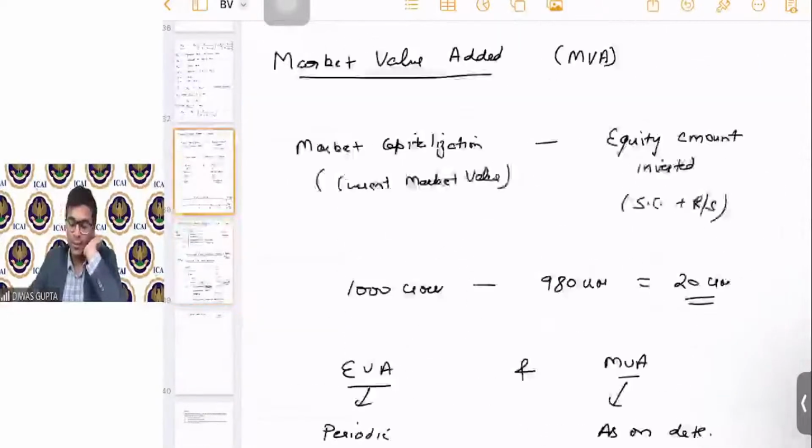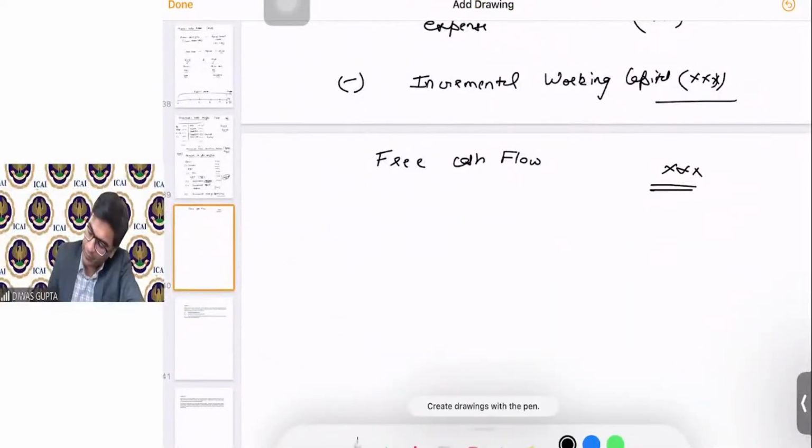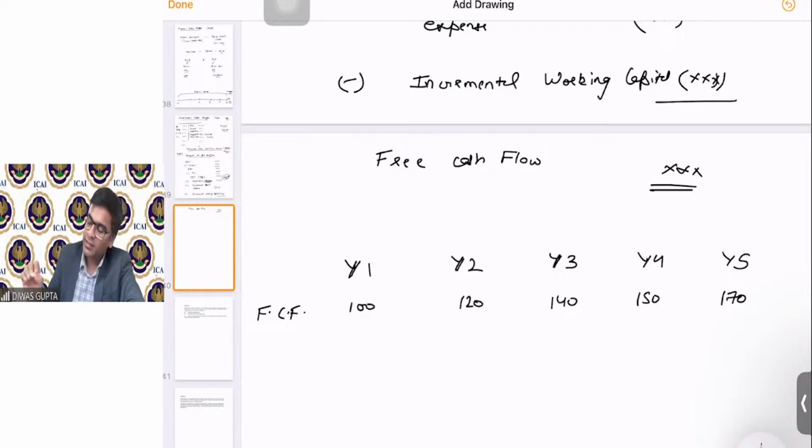Okay. Now, once you have calculated the free cash flow for, let's say, year one, year two, year three, year four, and year five, free cash flows have been computed. Okay. Now, these free cash flows are, let's say, whatever we want to take, 100, 120, 140, 150, and then finally 170. These are the free cash flows. And this is again called as explicit period.